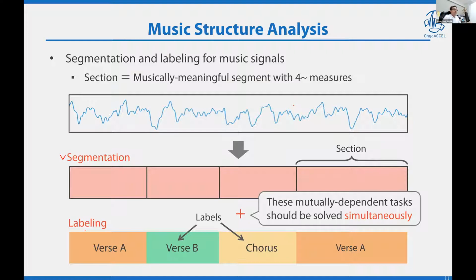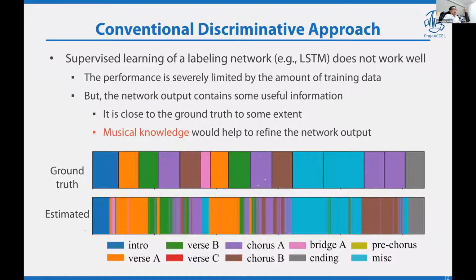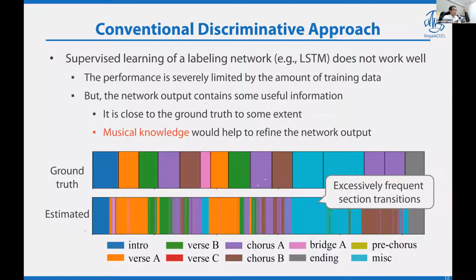So how to solve this problem? One might take a discriminative approach based on deep learning. However, the standard supervised training of a labeling network, such as an LSTM network, does not work well. As you can see, there are excessively frequent section transitions. This is the output directly obtained by this labeling network. The performance is severely limited by the amount of training data. So basically, in music information processing, we have only a limited amount of training data. So it's precious data.